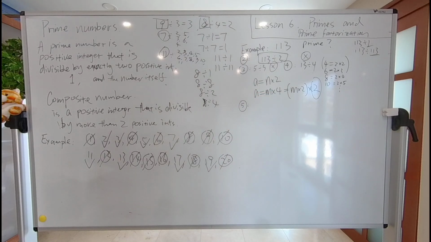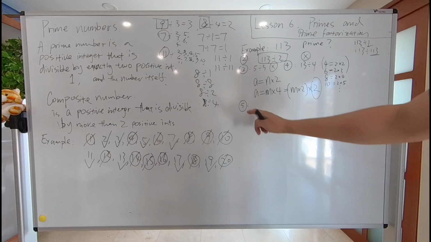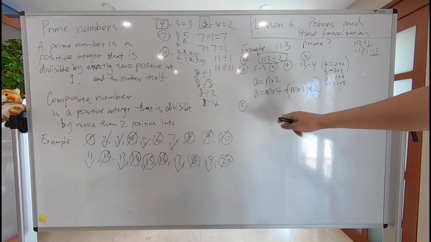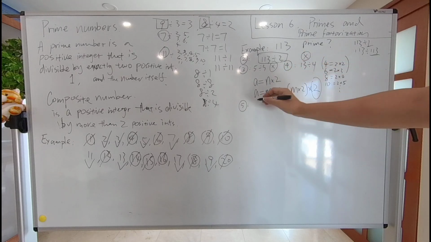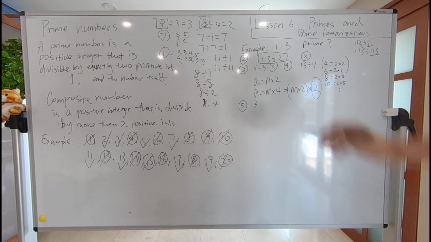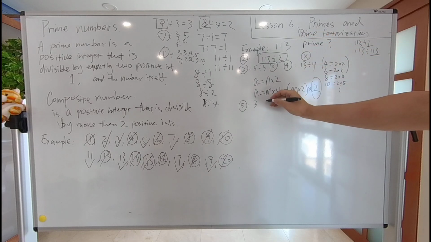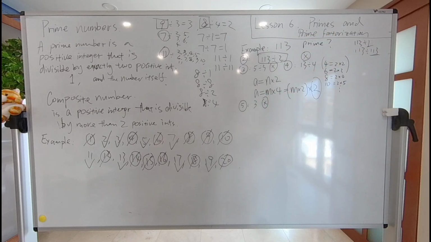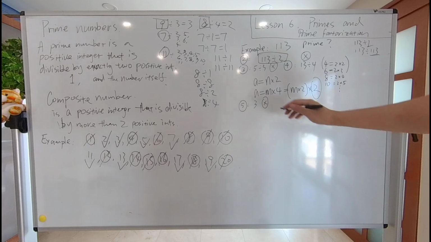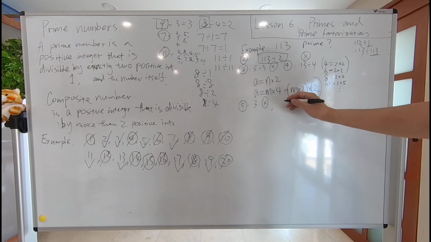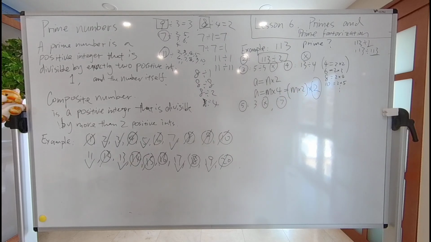So by skipping all the even numbers, we can check 5. Remember, to check 5, we check the last digit. The last digit is 3. It's neither 0 nor 5, so it's not divisible by 5. And we skip 6, we can check 7.